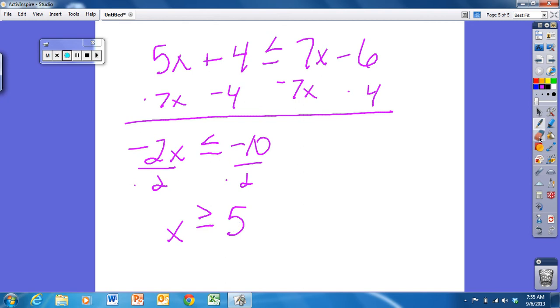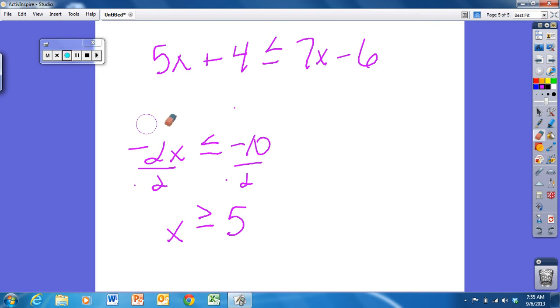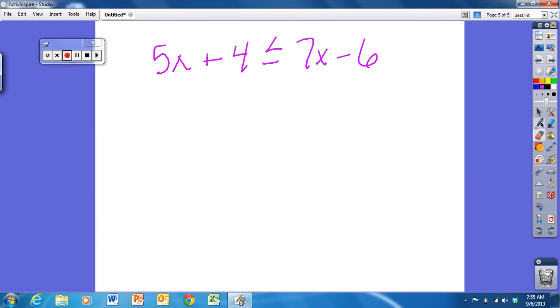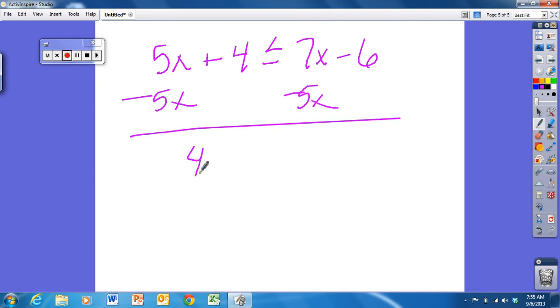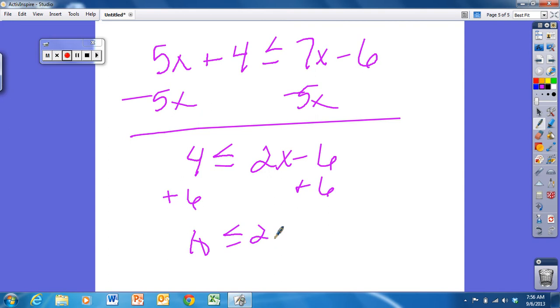Notice what would happen if you had moved the 5x at the beginning. Remember, the answer is greater than or equal to 5. I want to show you that you get the same answer, greater than or equal to 5. So if I minus 5x from both sides, now I have 4 is less than or equal to 2x minus 6, add 6. 10 is less than or equal to 2x, divide by 2. And 5 is less than or equal to x, which if we write that with the x on the left, it has to eat the x the same way. So you still get the same answer.